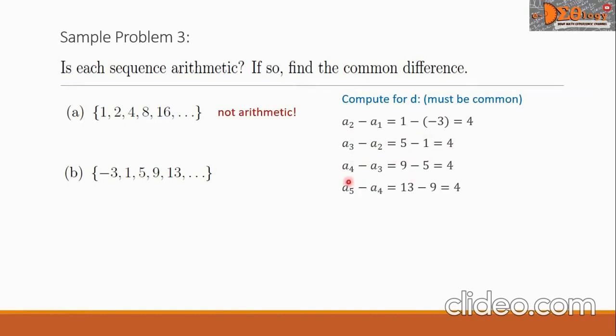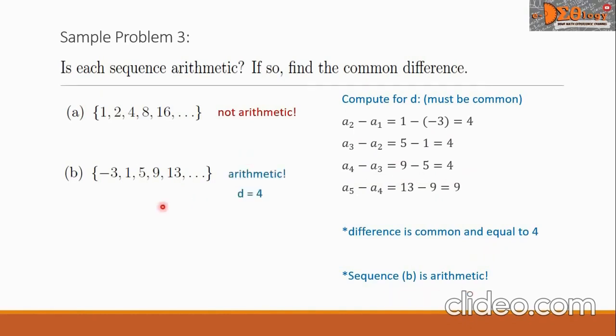A sub 4 minus a sub 3 equals 9 minus 5 equals 4. A sub 5 minus a sub 4 equals 13 minus 9 equals 4. We can see that the difference is common and equal to 4. So sequence B is arithmetic. Let us write our answer opposite B, and that is arithmetic, and the common difference is 4.